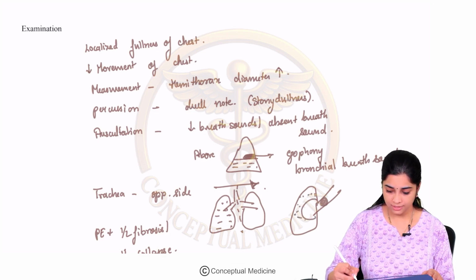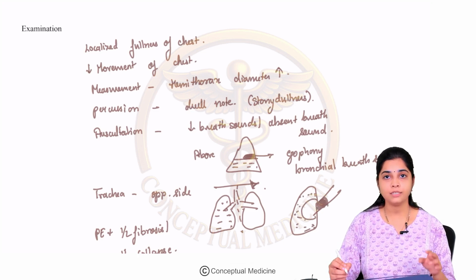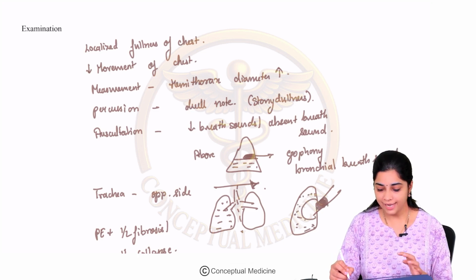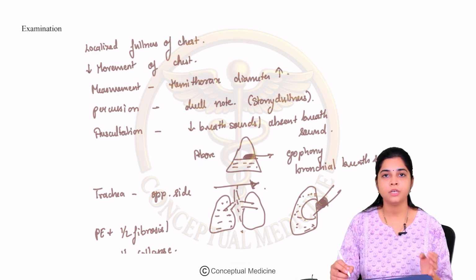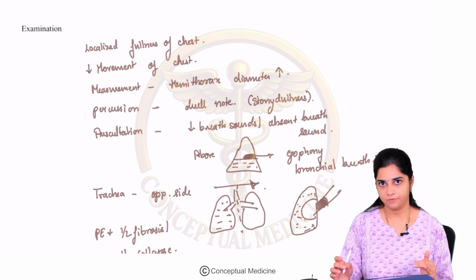So this is going to have a pleural effusion and there is an endobronchial mass, then the lung is going to collapse on that side and you will have an effusion, but the trachea will not be shifted.